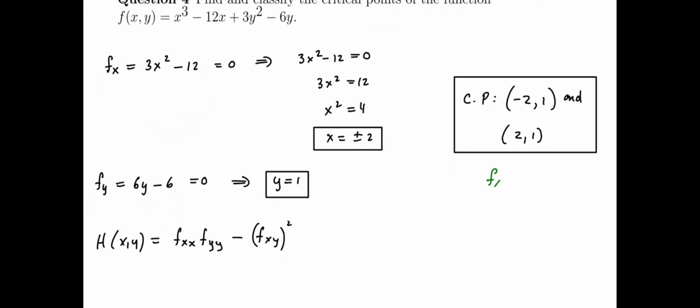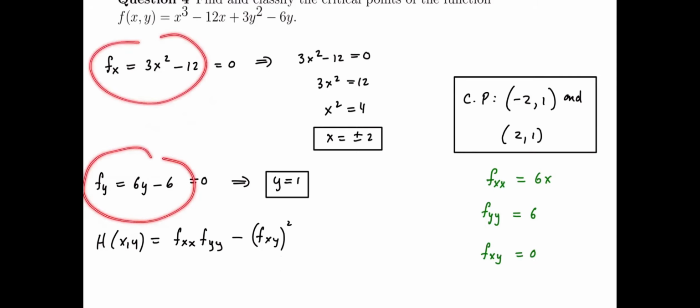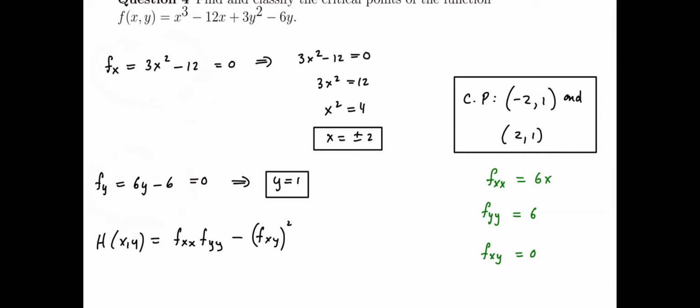So partial of f with respect to x, then take the partial again with respect to x. That will be 6x. And then partial of f with respect to y, take the partial with respect to y again. You're going to have 6. And then we're going to take the mixed partial, f sub xy. That's going to give us 0. So again, I'm looking at these formulas and taking their next partial derivatives.